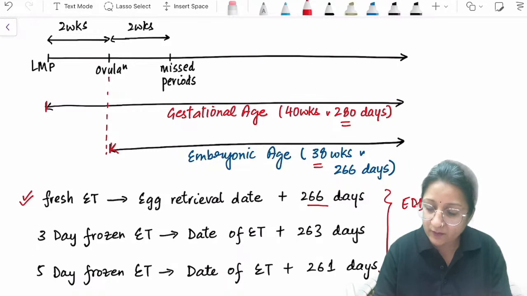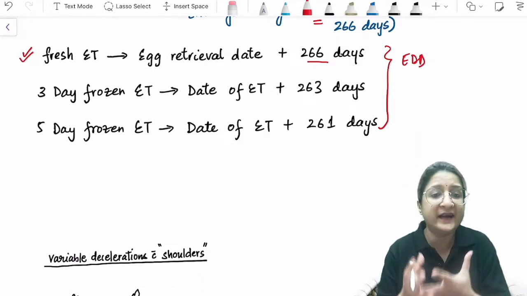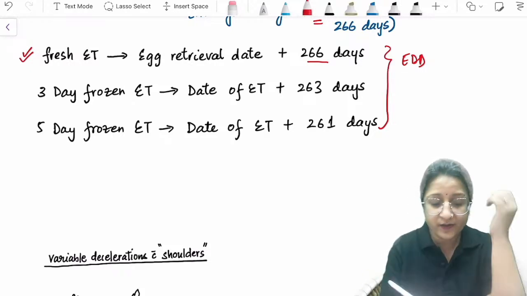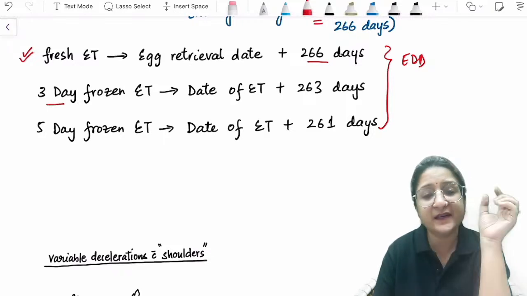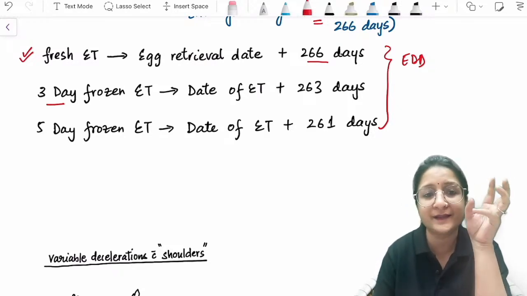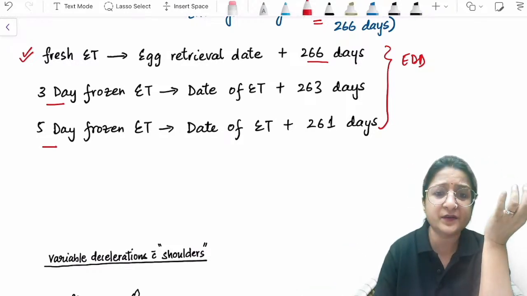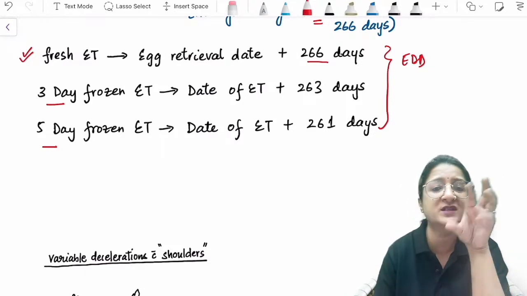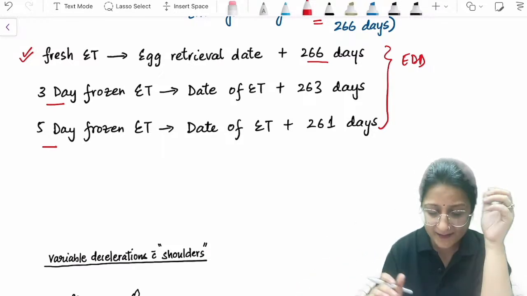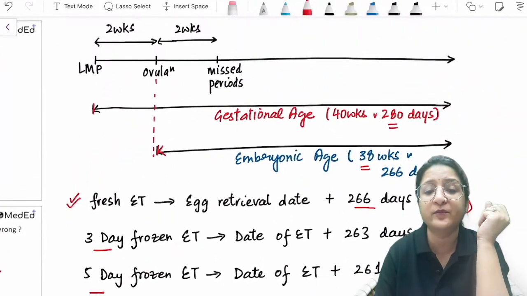Okay, and when we are using embryo transfers, like when we are going for frozen embryo transfers, and when we are using 3-day embryo or 5-day embryo, then accordingly the days have to be adjusted. So when we are using a 3-day frozen embryo transfer, then the date of embryo transfer plus 263 days are added, right? So 3-day worth of growth of the embryo occurred in the lab, right? And when we are using a 5-day frozen embryo transfer, then date of embryo transfer plus 261 days, because 5 days worth of growth of embryo happened in the lab itself. Okay, so that's the answer in this question. That is how we calculate the EDD according to the embryo transfer.